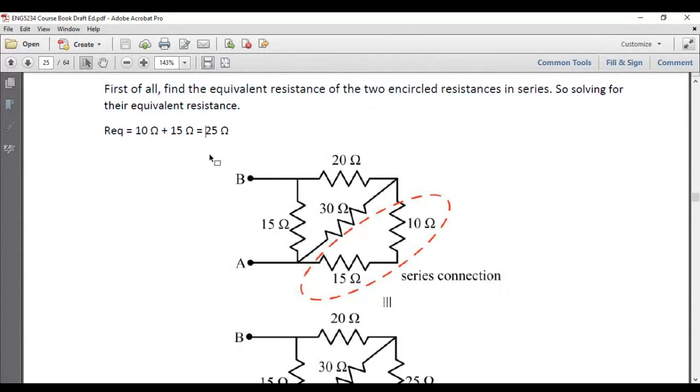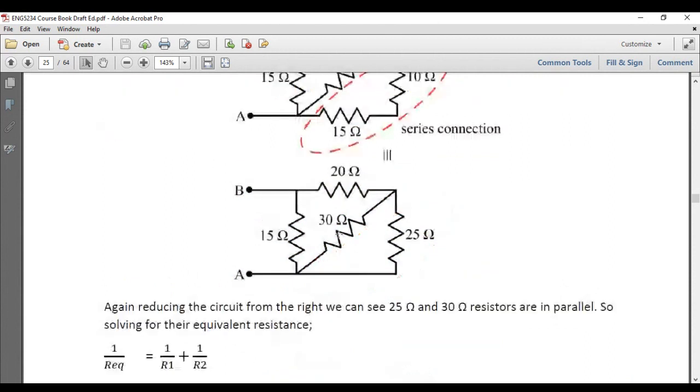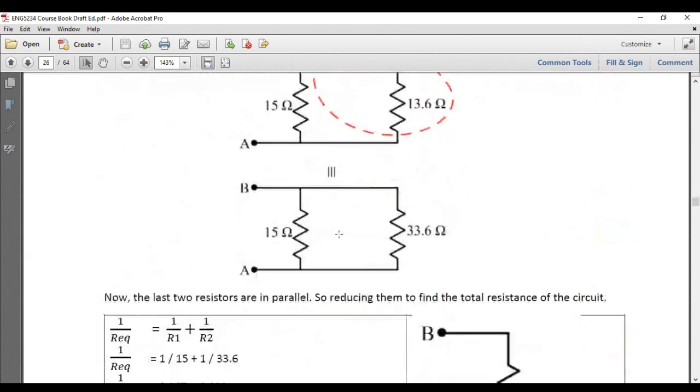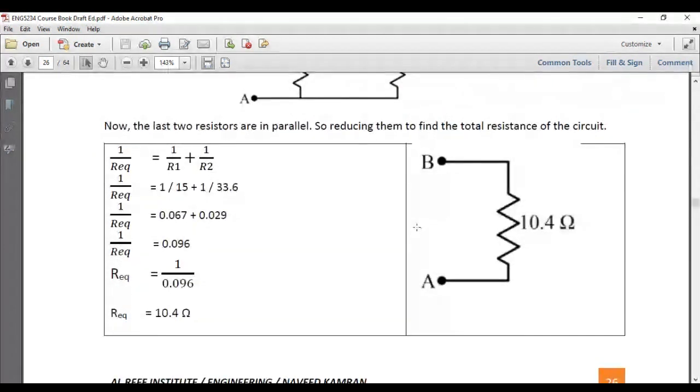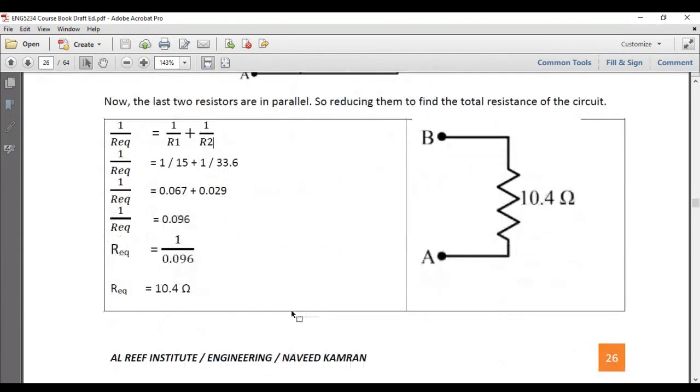So you started from here in this circuit, which was a complicated one, and you end up here. Okay, you simplified your circuit and you are just using two formulas. One is for parallel, one is for series, and you are able to find the total resistance, which is this one here, the final answer.